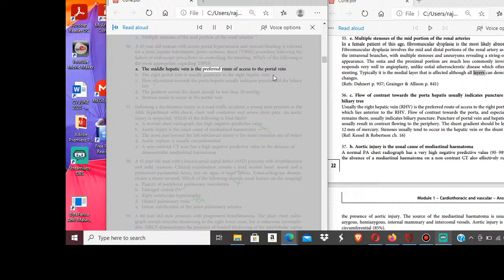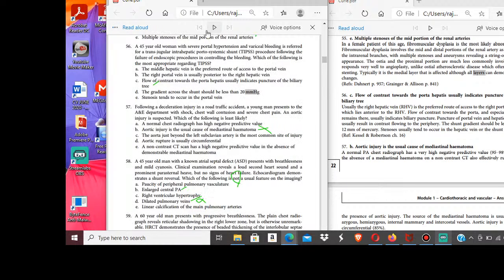A. The middle hepatic vein is the preferred route of access to the portal vein. B. The right portal vein is usually posterior to the right hepatic vein. C. Flow of contrast towards the porta hepatis usually indicates puncture of the biliary tree. D. The gradient across the shunt should be less than 20 mmHg.